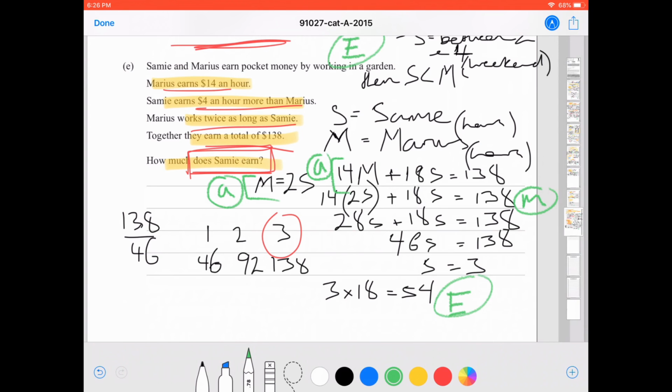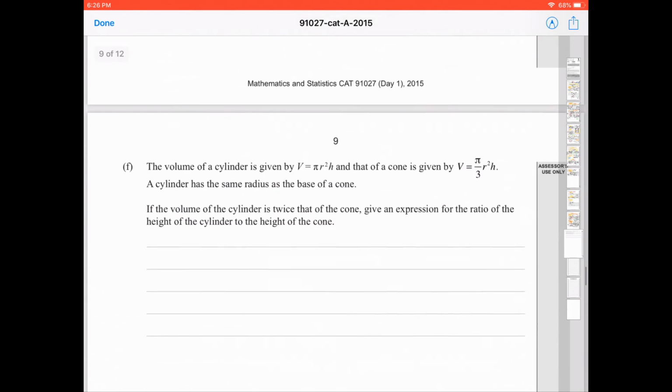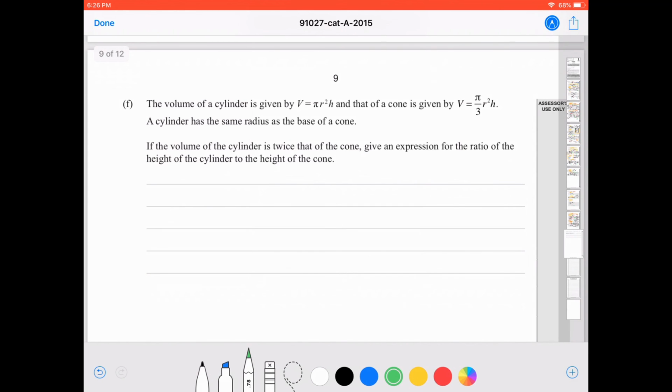Okay. Let's move on to the final question of the paper, question 3F. It says the volume of a cylinder is given by V equals pi r squared height, and that of a cone is given by V equals pi over 3 r squared height. A cylinder has the same radius as the base of a cone. If the volume of the cylinder is twice that of the cone, give an expression for the ratio of the height of the cylinder to the height of the cone.